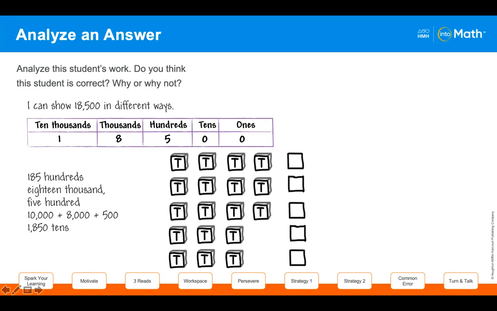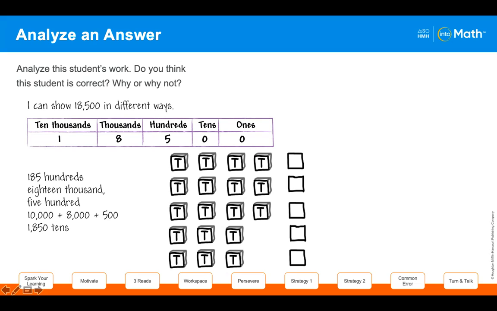Below, we see word form, which we talked about. 18,500. That's a fabulous way to write this number. We see expanded form, and below they also wrote 1,850 tens. That's another way of thinking flexibly about this number. If we were to count by tens 1,850 times, we would still get this same number. It just would take us quite a while to do it.